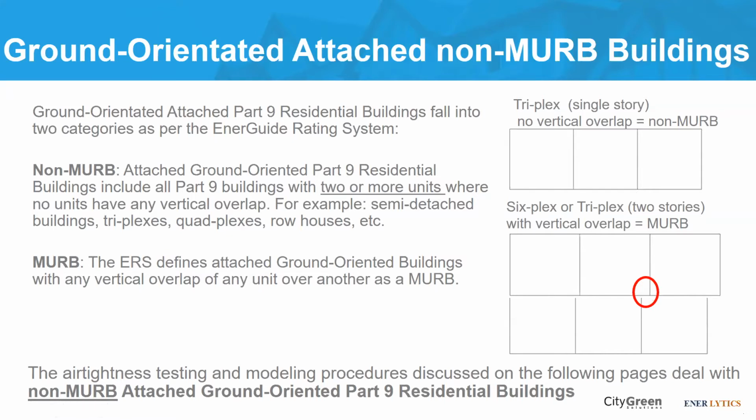In the BC Energy Step Code, we only have instructions available for those non-MURB attached ground-oriented Part 9 residential buildings. So for this example with no vertical overlap, you can use the BC Energy Compliance Report and the alternate instructions for this type of building, or for a 6-plex that has no vertical overlap.